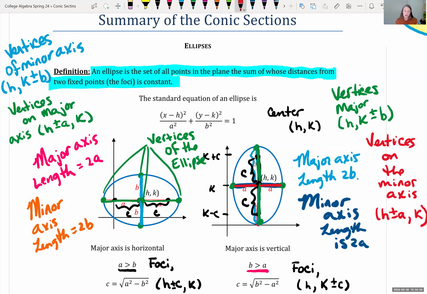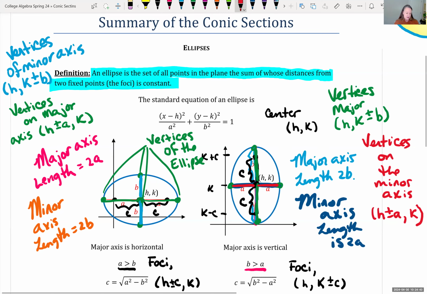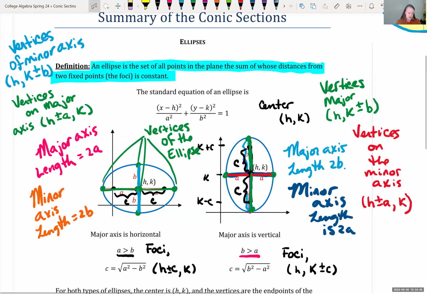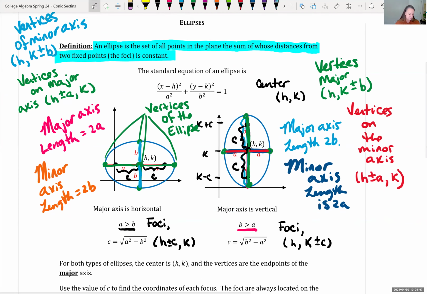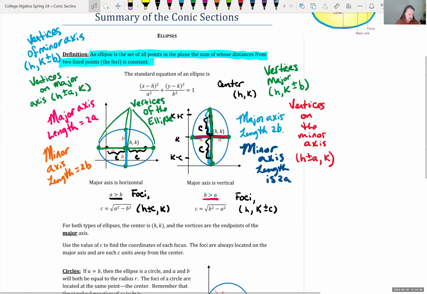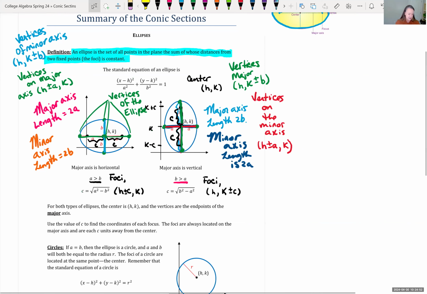Sometimes we're not given the equation though, we're given information about the ellipse, and so we kind of have to go backwards and figure out what the equation is. So I'm going to pull up some examples. Let me just see if there's anything on here that we didn't touch.